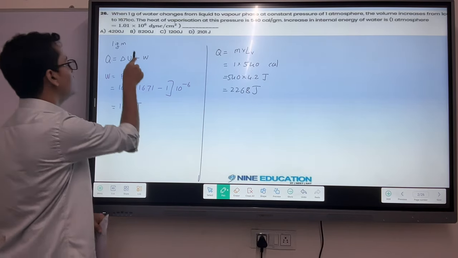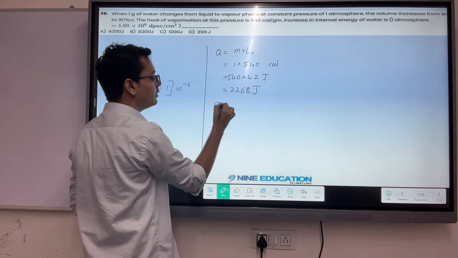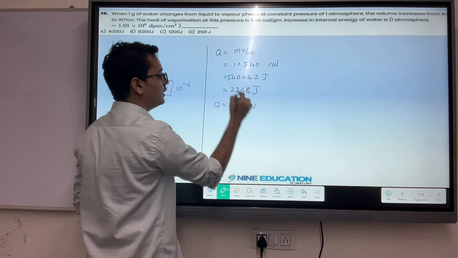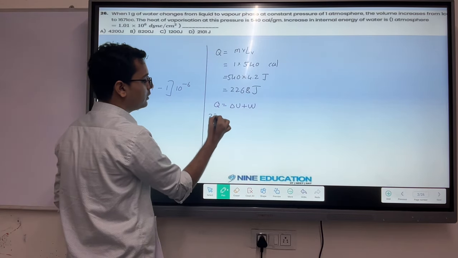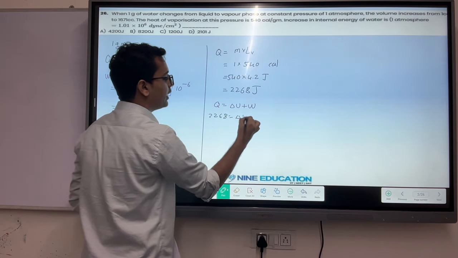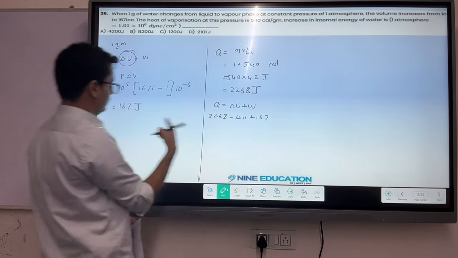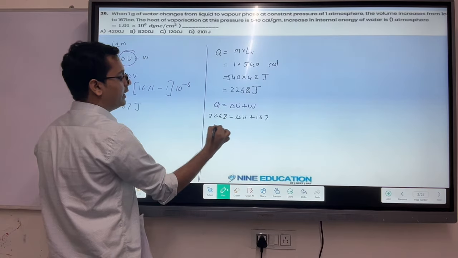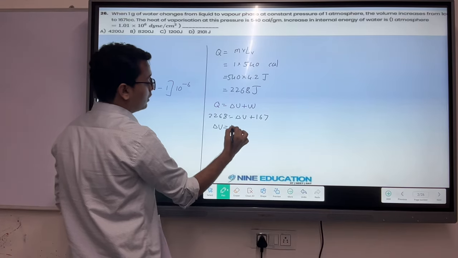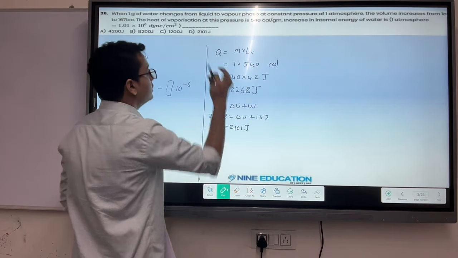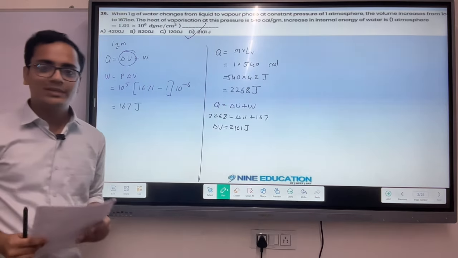Now you need to find delta U. So simply substitute in Q is equal to delta U plus W. Substitute these values here. 2268 is equal to delta U plus 167, which I got over here. I get delta U as 2101 joule. Okay, simple.